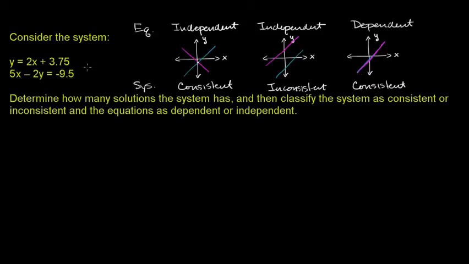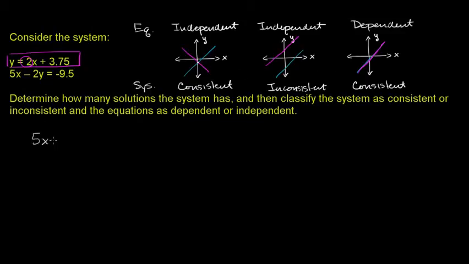Now, with that out of the way, let's actually talk about this problem. Determine how many solutions the system has and then classify. One way to think about it is that this top equation is already in slope-intercept form. We know its slope, and its y-intercept is 3.75. We can put the second equation in slope-intercept form and see how its slope and y-intercept compare, and then we'll think about which of these three scenarios it falls under.